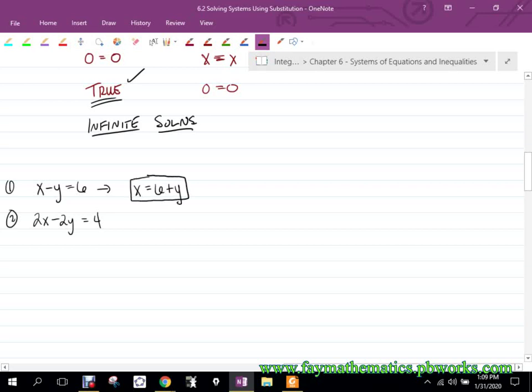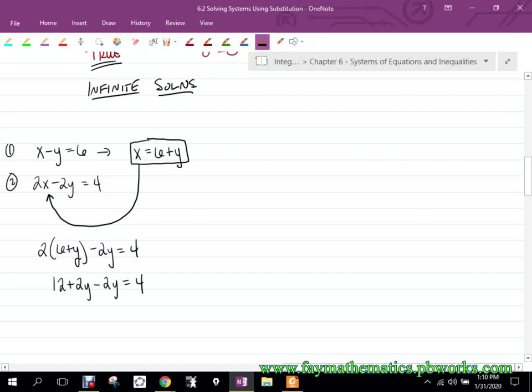There, good. Okay. So now you're going to take that, and you're going to put it right there for that x, right, in the other equation. So when you do that, you get 2 times 6 plus y minus 2y equals 4. What do you do from there? So you get 12 plus 2y minus 2y equals 4. What are you going to do next? Combine like terms.